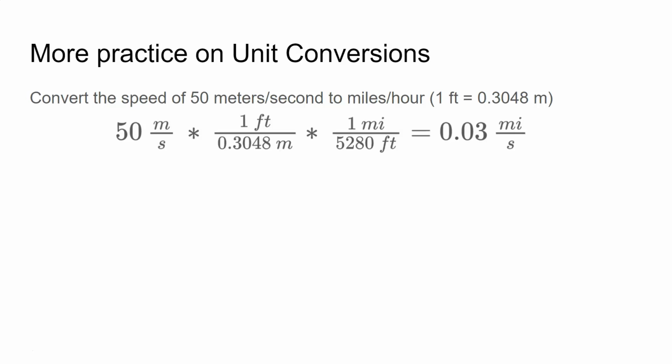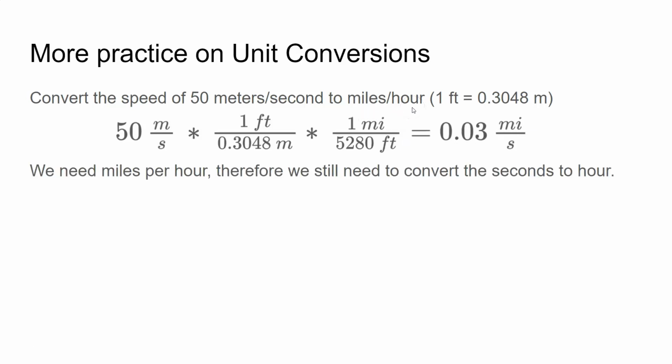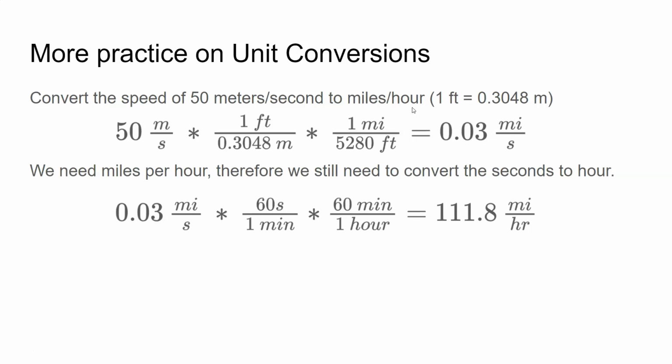We convert the feet to miles by cross-canceling the feet. This is the same thing we've done up till now. If you divide that, you get about 0.03 miles per second. But the problem specifically asked for miles per hour, so we have to keep going. We will now go from 0.03 miles per second and cancel out the seconds and get minutes. Pay attention here that we want miles per hour. That means hour needs to be in the denominator.